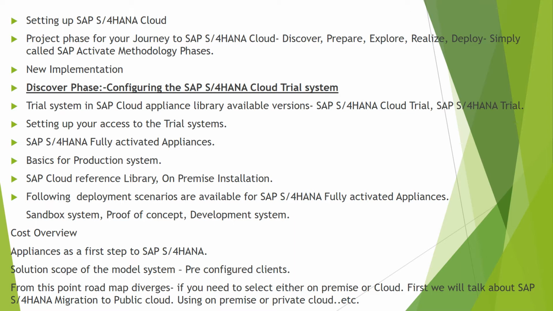Then setting up your access to the trial system. As earlier said, I recommend activating the corresponding trial system to better understand our explanations by running through the scenarios in the model company in the SAP S4HANA systems. The SAP S4HANA fully activated appliances allow you to run an entire SAP S4HANA on-premise landscape as a trial system either in Amazon Web Service AWS or in Microsoft Azure.